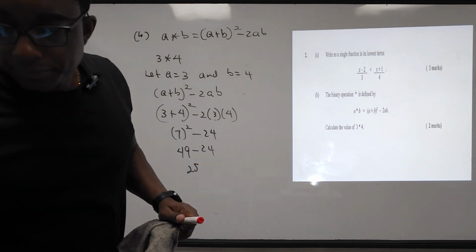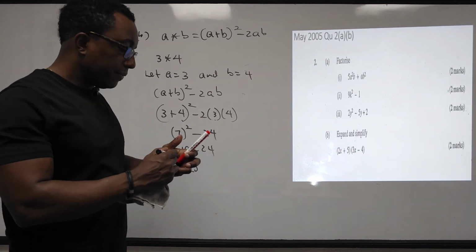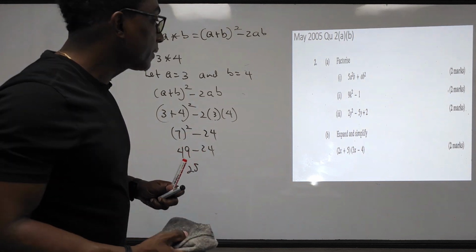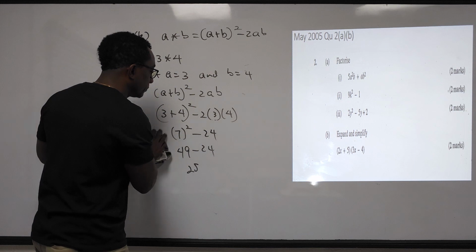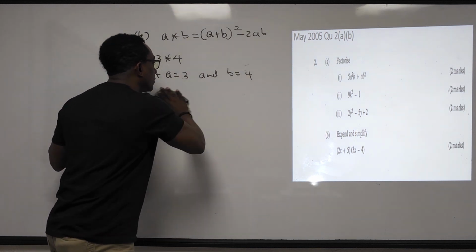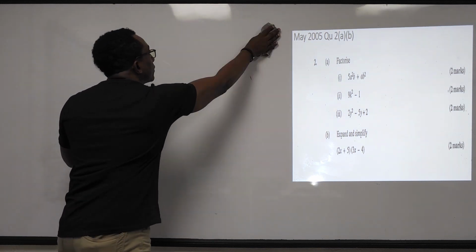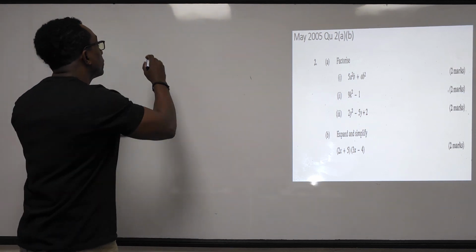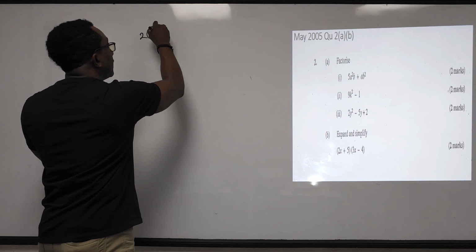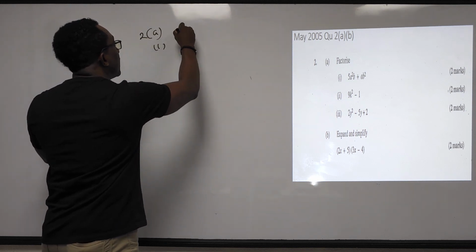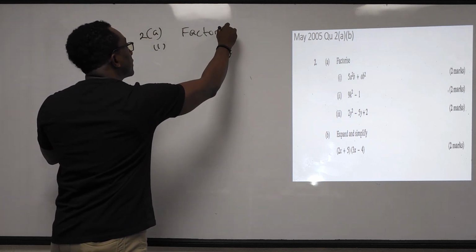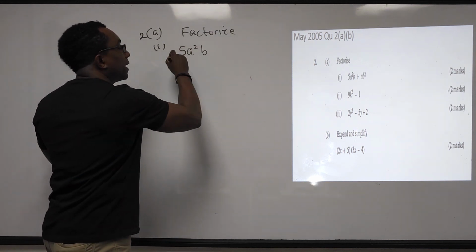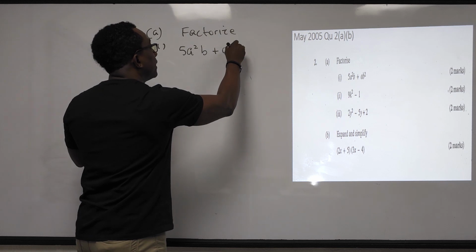So let's move on. So we have here now, again, more factorization, testing our knowledge of factorization. So let's make sure we can recognize the methods of factorization. So 2A, part 1. So we are asked to factorize and begin with 5A squared B plus AB squared.